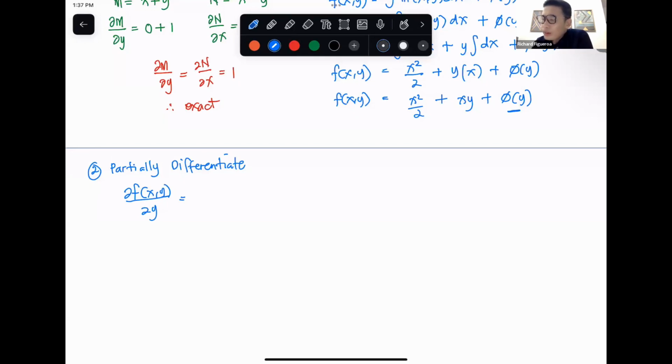So anong derivative ng x squared all over 2? What's the partial derivative of x squared over 2 with respect to y? Zero. Very good. So that will be 0. How about xy? So x is constant, y is variable. So what is the partial derivative of xy with respect to y?